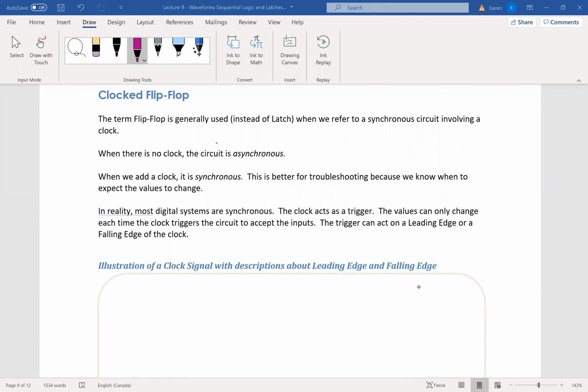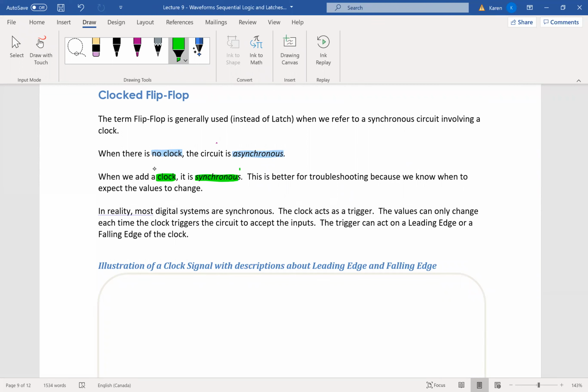So sometimes we call latches flip-flops, and usually that's when the synchronous circuit has a clock. When there's no clock on a latch, then the circuit is called asynchronous. And when there is a clock symbol, it's synchronizing with a clock, so we call it a synchronous circuit.